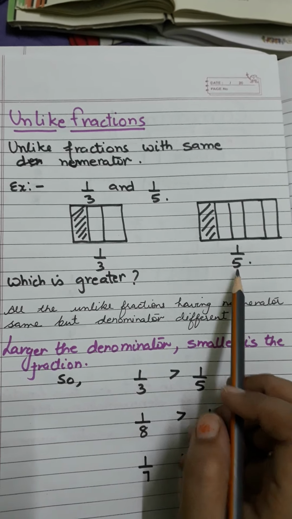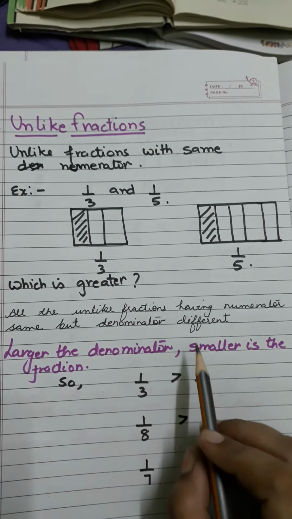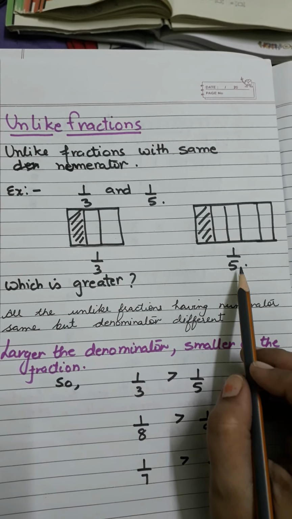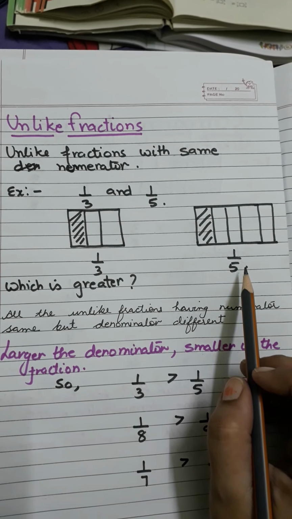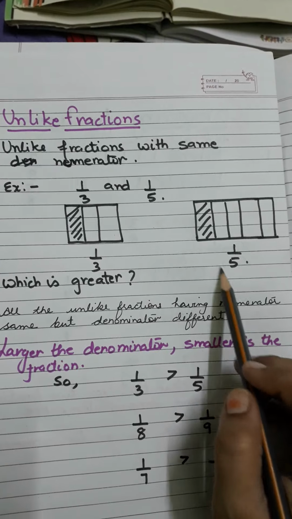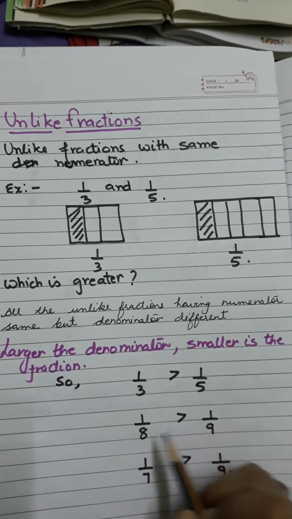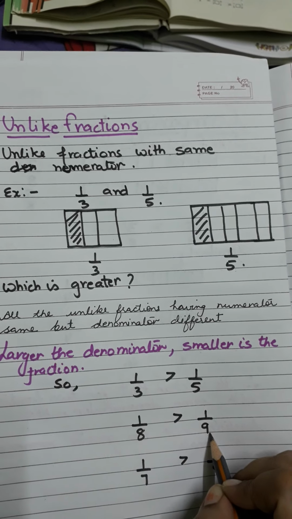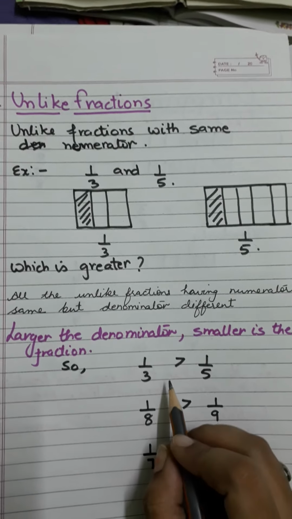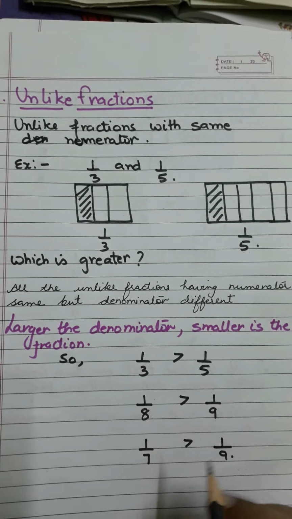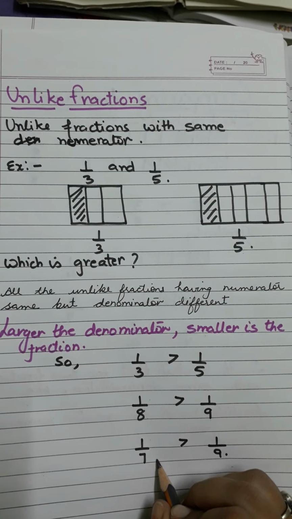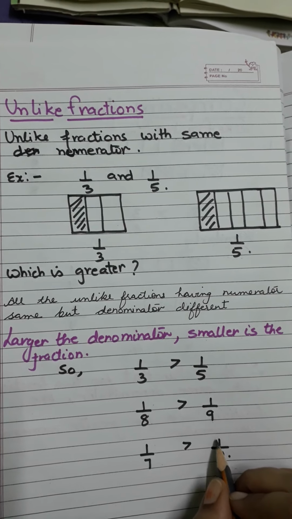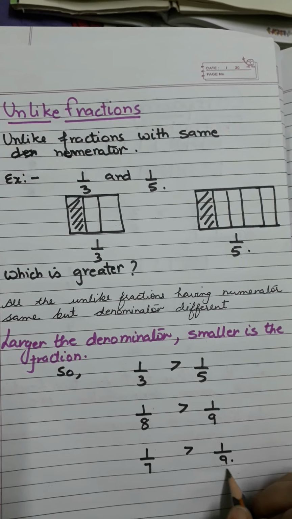So in these types of cases, the larger the denominator, the smaller the fraction. So the fraction which has the larger denominator is smaller. So which fraction is smaller here? 1 by 5. Similarly, in 1 by 8 and 1 by 9, 9 has the larger denominator. So this fraction will be smaller, and which is the greater fraction? 1 by 8. In the third example, 1 by 7 is greater than 1 by 9. Why is 1 by 9 smaller? Because it has a greater denominator.